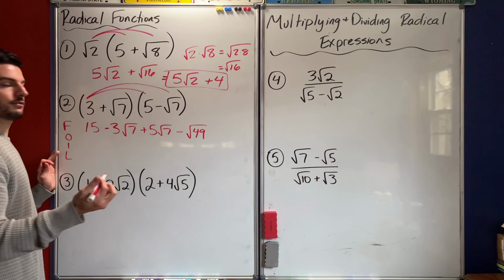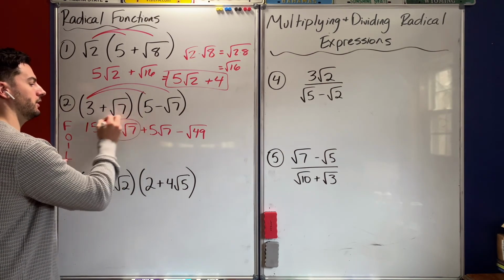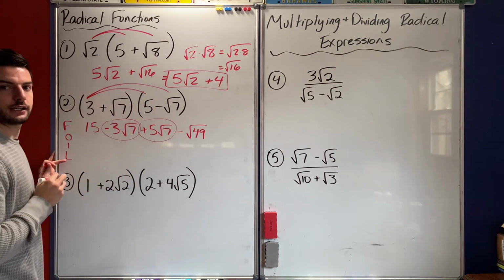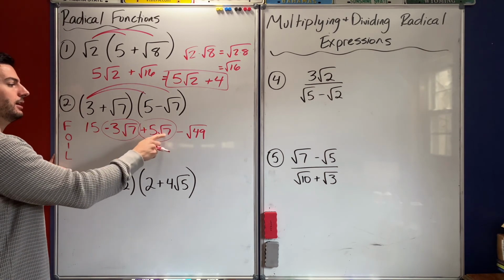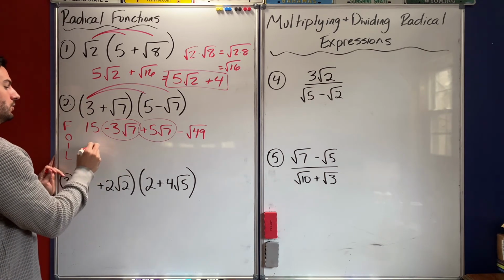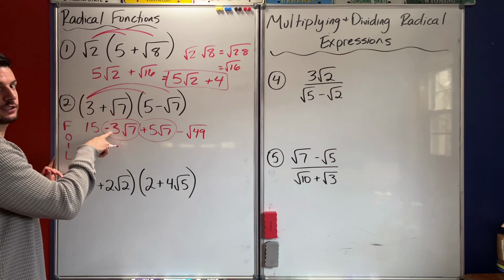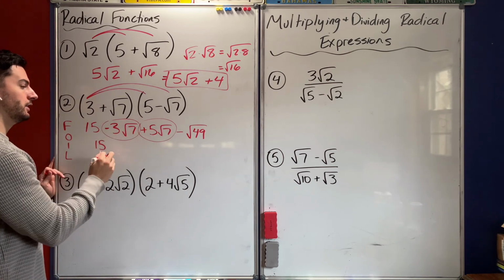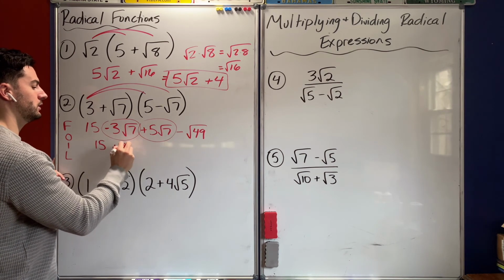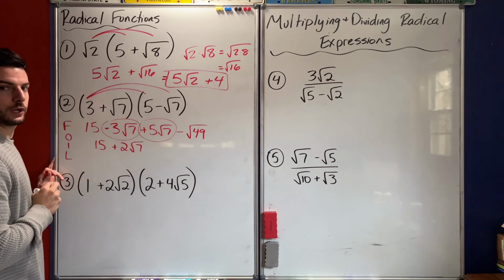So I have a couple things left to do. I have these two like terms in the middle that I can combine, okay, because they have the same radical, right? So let me do that first, 15, and then so I have negative 3 square roots of 7 plus 5 square roots of 7, and that leaves me with positive 2 square roots of 7, okay?